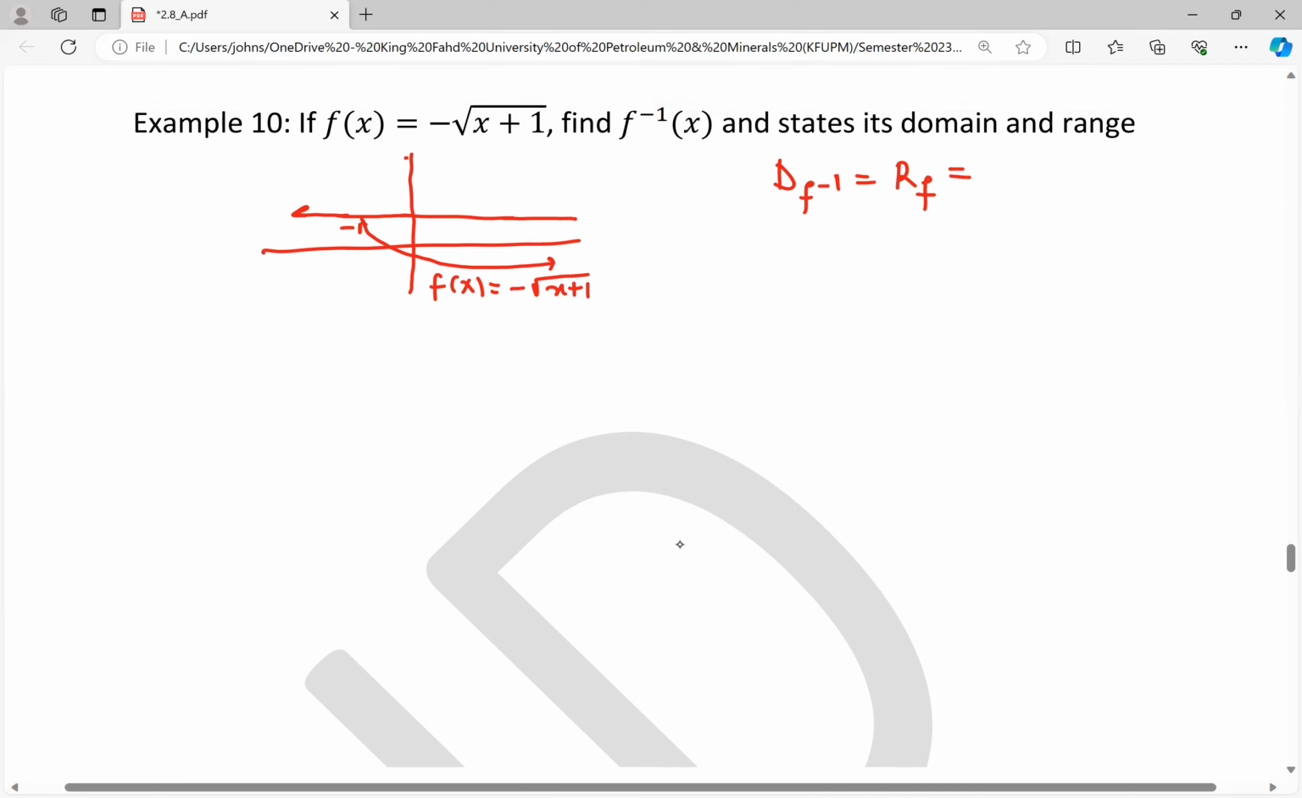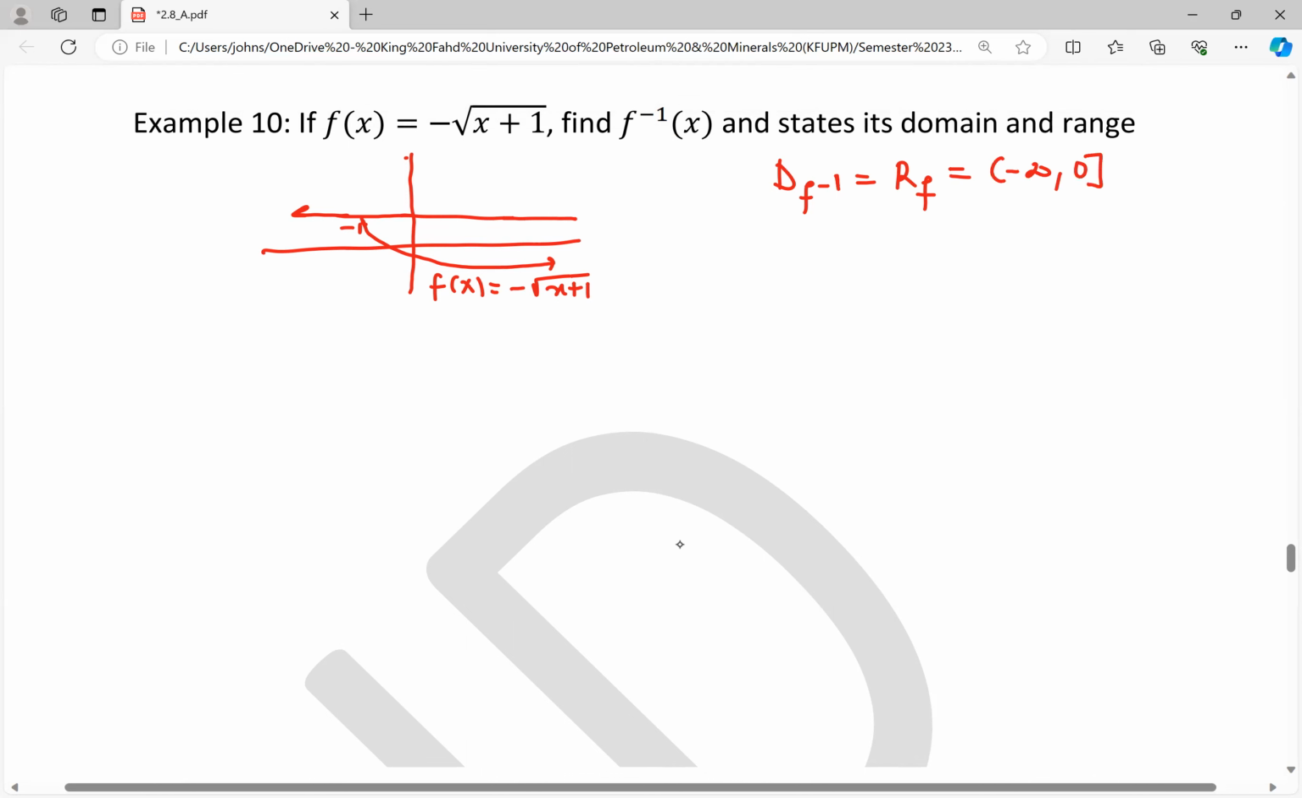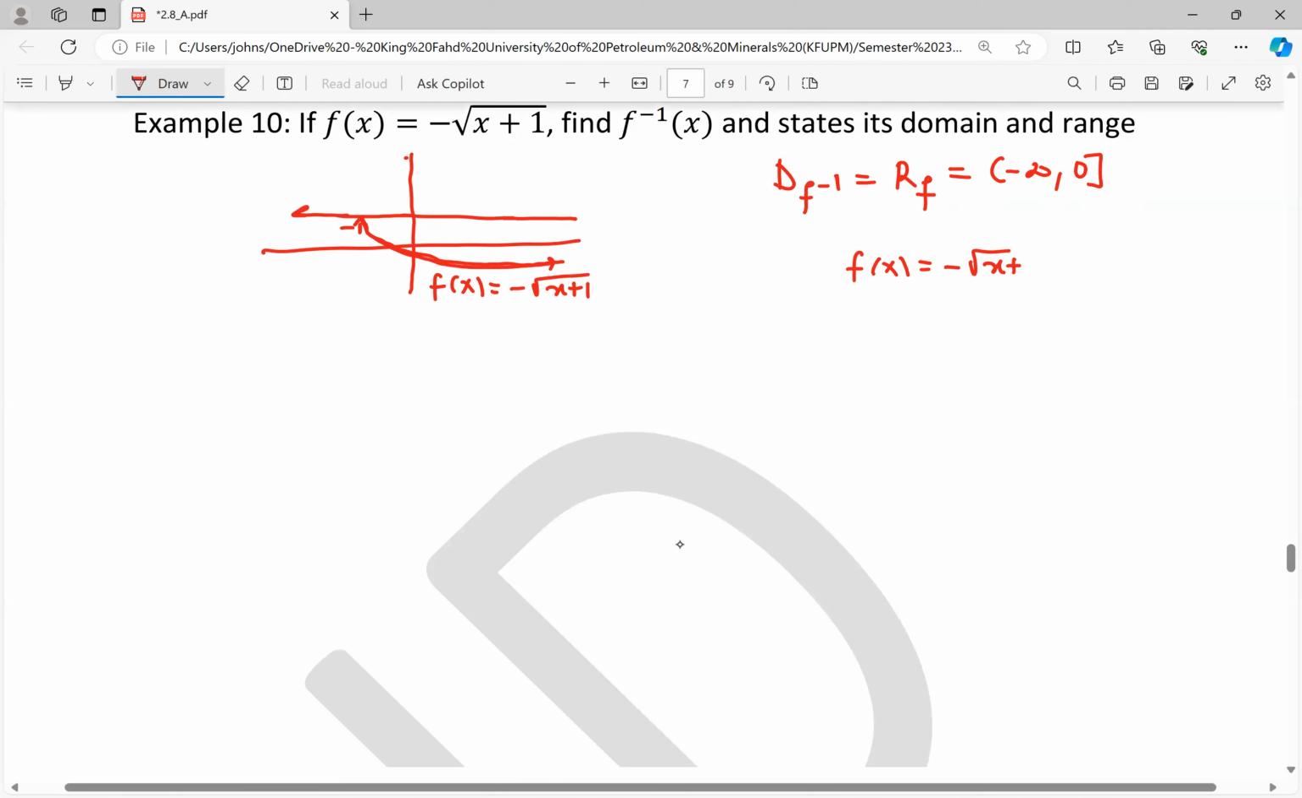And what is the range of f from here? You see, it's going to be minus infinity to where? To 0 closed, because it's coming from down and going up at 0. So this is the range of f. Now, another way to find the range of f is what? You can find it directly without graphing. If you have a function, this is the function, f of x is what? Minus root of x plus 1.